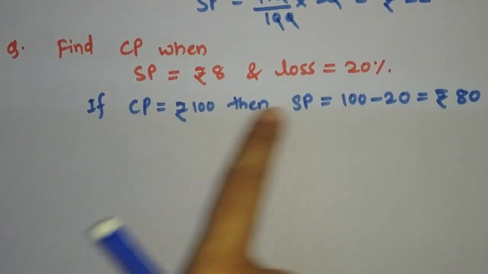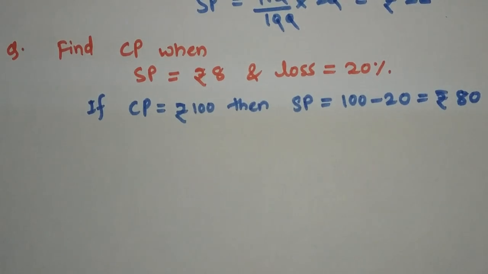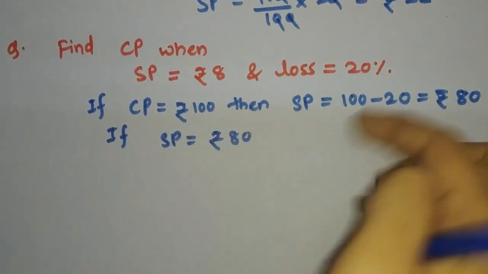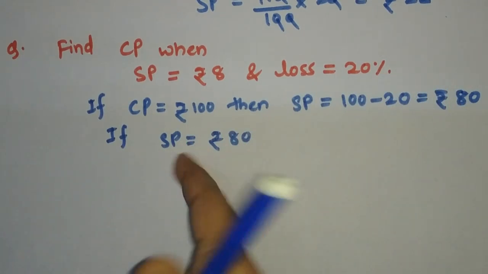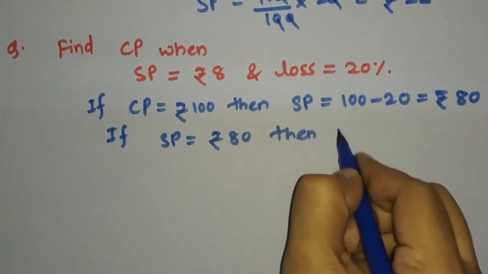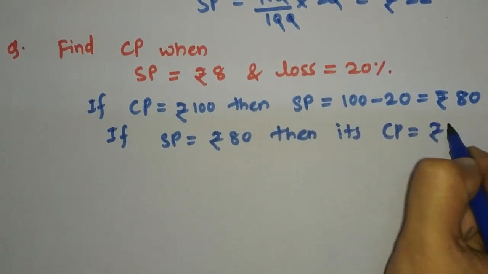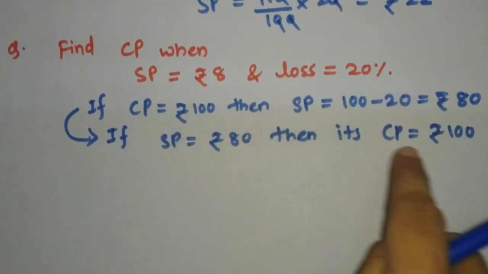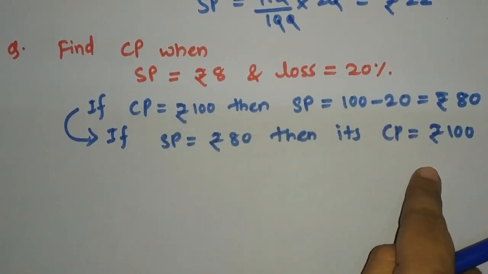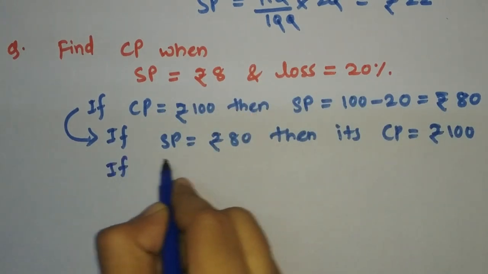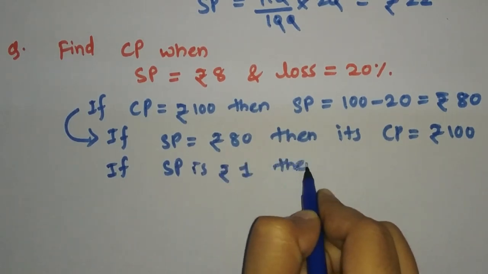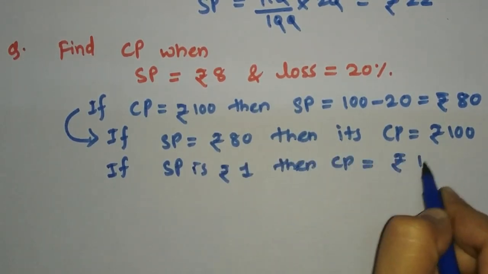So whenever CP is 100, here SP will be 80. So here you can say, I am writing in this way now: if selling price is rupees 80, then its cost price is rupees 100. Selling price is 80, then cost price is 100. So now first of all we'll find out for rupees 1. If selling price is rupees 1, then cost price is rupees 100 upon 80.